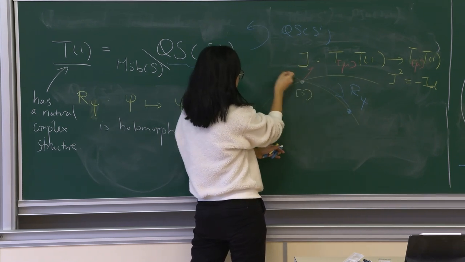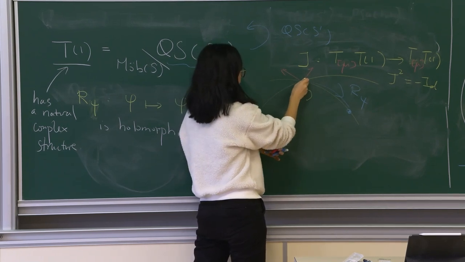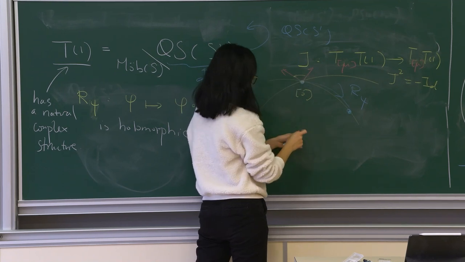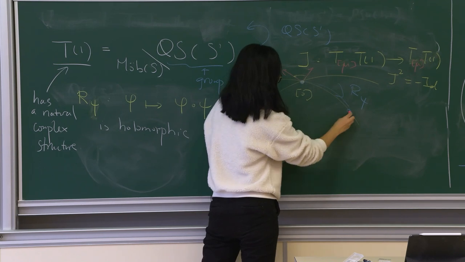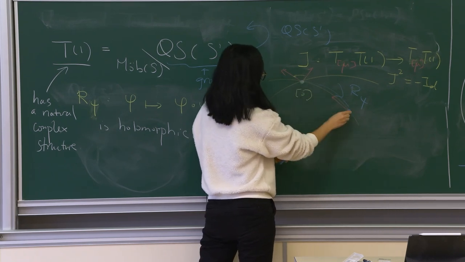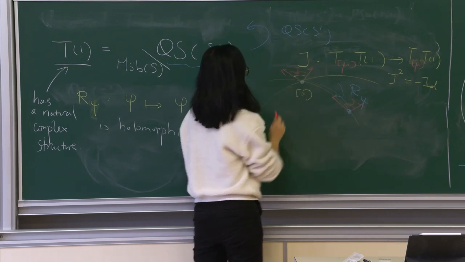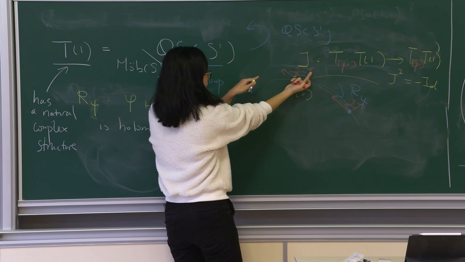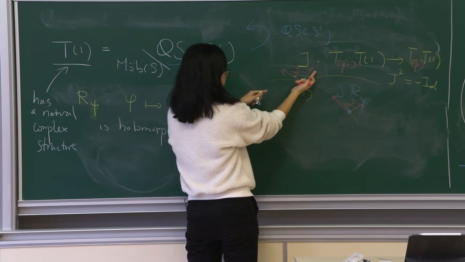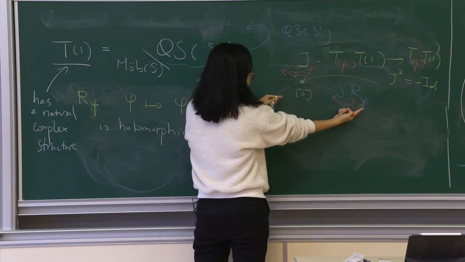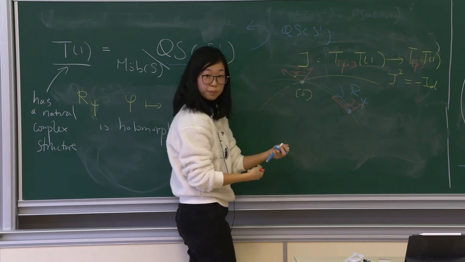So here, if I turn by 90 degrees at this point, then I map using R psi to the other point. Here I have a J map. Here I have a J map. Being holomorphic just says I can first turn by 90 degrees and then map to the new point, or I can come from here, map to the new point, then turn by 90 degrees. These two operations commute.